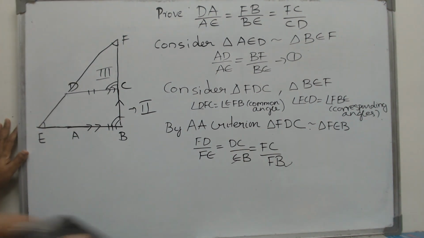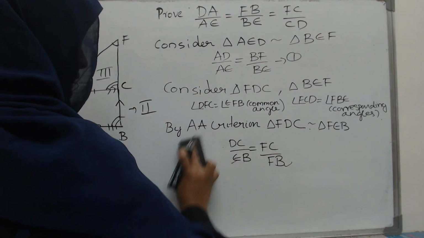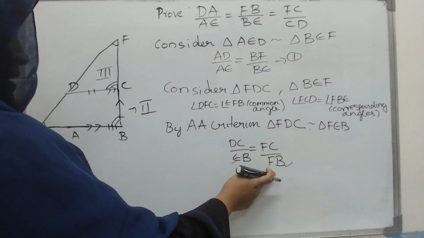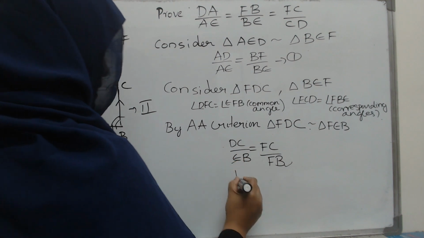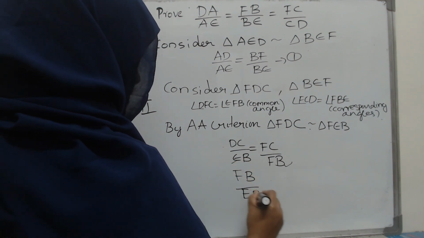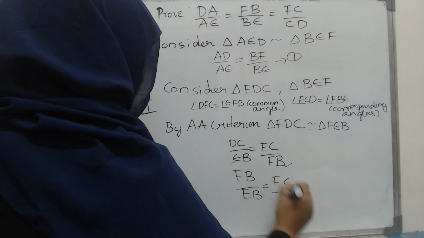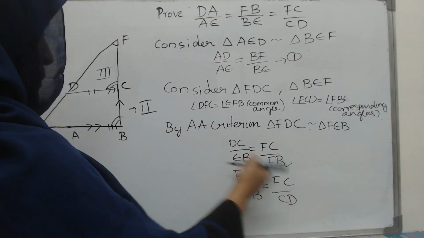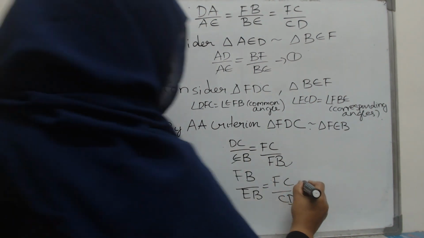So that means what? You can get rid of this, and then to get the same result, what do we have to prove? We have to get this FB on the top. So if we take FB on the top, then EB down, then FC by this one, CD comes down. Just cross multiply. Put FB here. Now do we have our result?